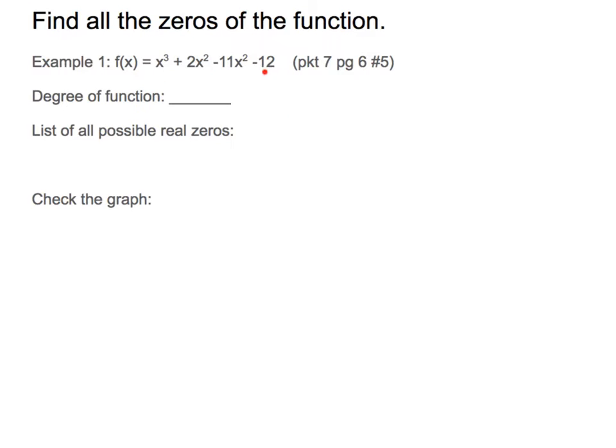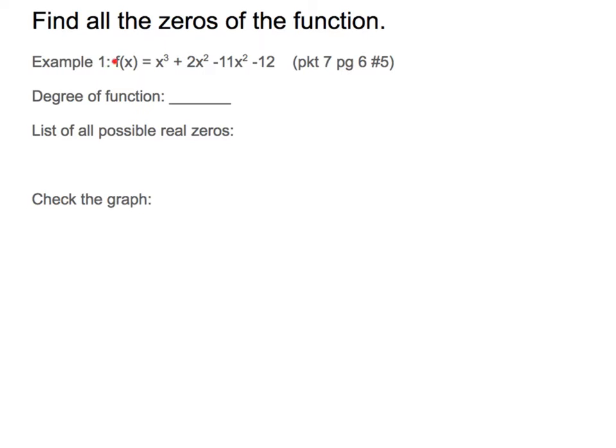So here is a problem, and this problem is actually number 5 in packet 7 on page 6. So if you want to put this in your packet later, just the answers, and just show all the work in your journal, that's completely fine. You can even just write your answers on the packet and have the work done in your journal instead. So that being said, let's get started with this problem here.